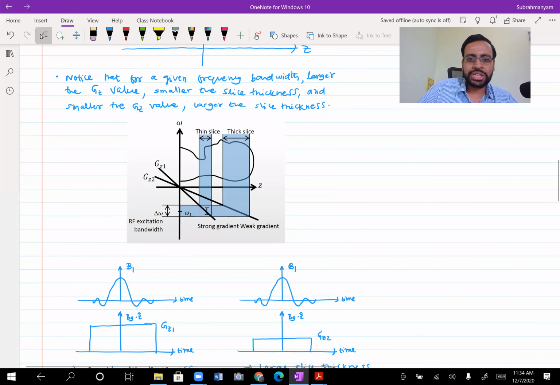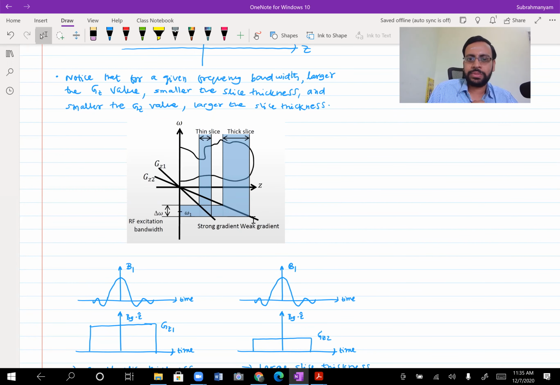Just pay attention more to here. So you have, for example, Gz1, you could see the slope is more than Gz2. Now you have taken omega plus or minus delta omega by 2. So this would correspond to, okay, now within this resonant frequency range, what all z values are there. If you look at it, the moment you are increasing the gradient, these are the values. This is the slice thickness you would get, versus when you are reducing the gradient, the slice thickness is going to increase.